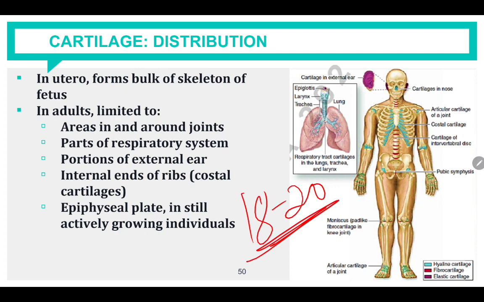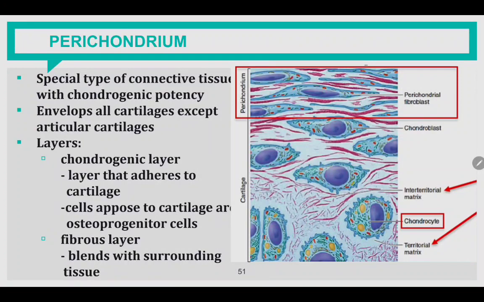So, let's move on sa ating first part ng ating cartilage. Masabi nyo na, ay, cartilage talaga yan. Okay, the first thing you need to look at is the perichondrium. Perichondrium is a special type of connective tissue with chondrogenic potency. When I say chondrogenic potency, it has the ability, or it contains chondroblasts. It envelops all cartilages except the articular cartilage. The layers that can be found in your perichondrium are the chondrogenic layer and the fibrous layer.